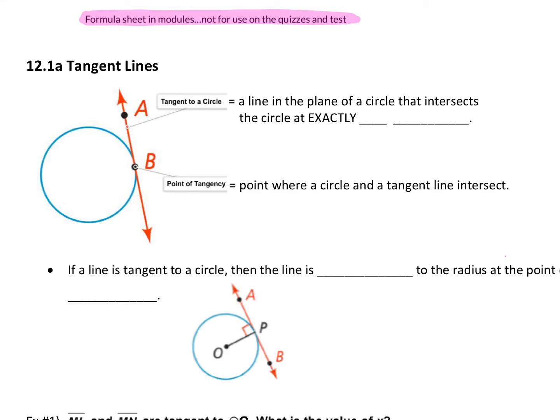12.1 gets split, 12.1a, 12.1b. So we're just doing A today. And it is dealing with tangent lines. And I think people see that and they go, oh, we have to do trig again. You don't. It's not SOHCAHTOA tangent.